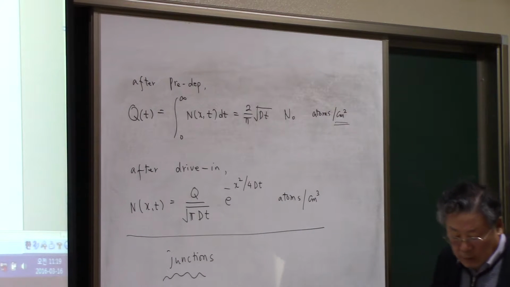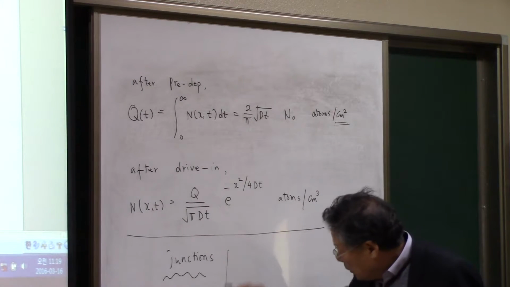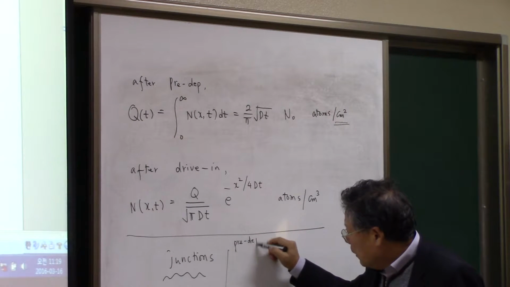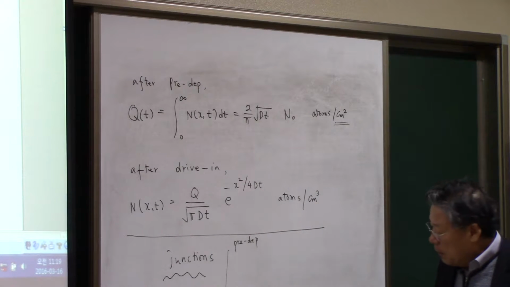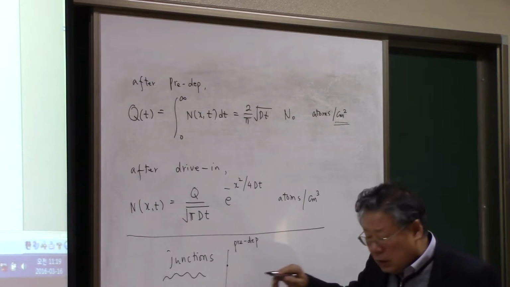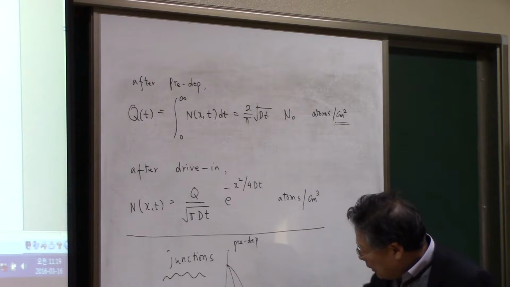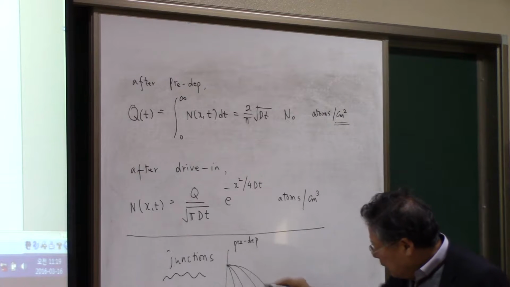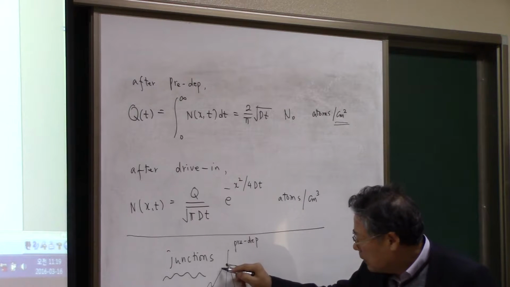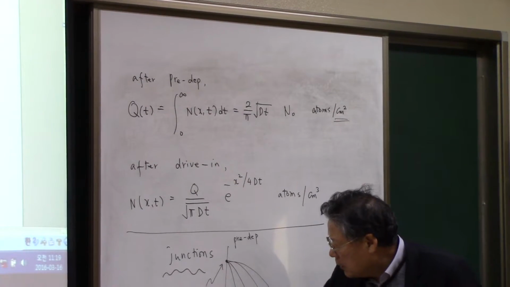After the diffusion process. So let's see. In the predeposition, if you just plot the profile, then during the predeposition the source of the dopant is continuously supplied, so that as time goes by, the profile is going to look like this, and here that is the solubility limit, right?